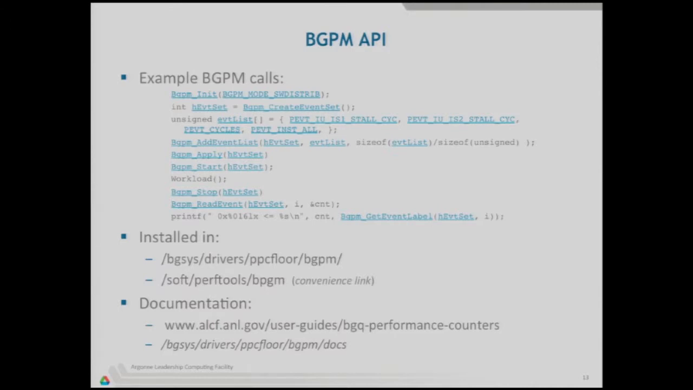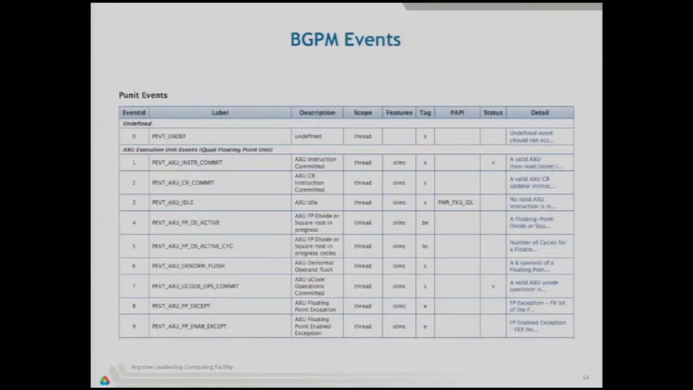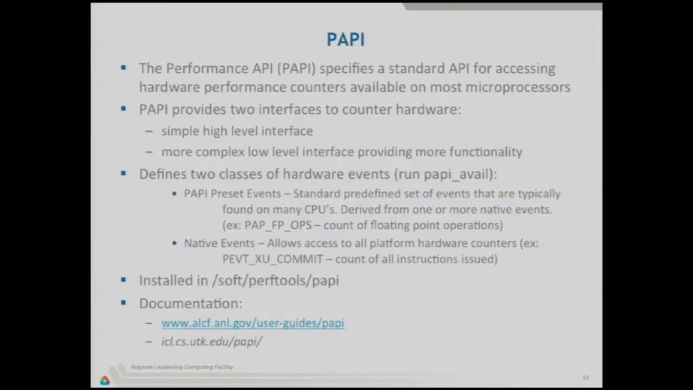This is HTML documentation, and it's in the system directory there that's also accessible through softperftools. And if you're interested in it, I encourage you to take a look. One of the things that it has that's very useful is a list of all the things you can get from the hardware. So there's pages and pages of these that show you all the various hardware events that you can query the system about. So you can find out basically everything that the hardware is doing with your code.